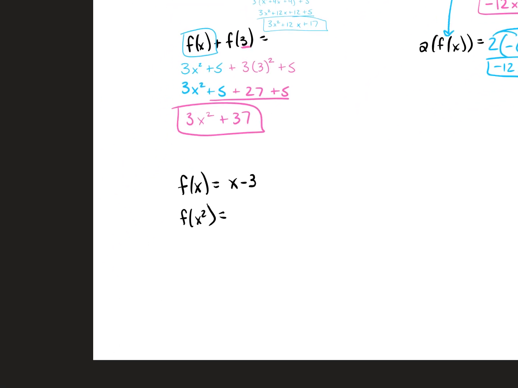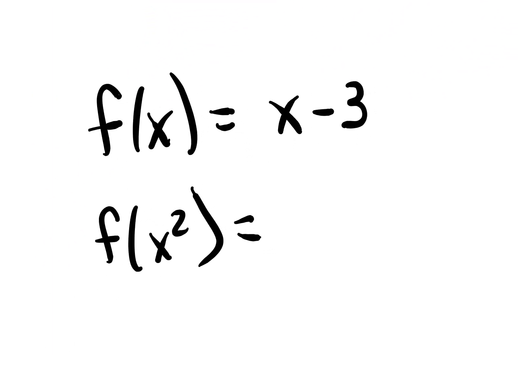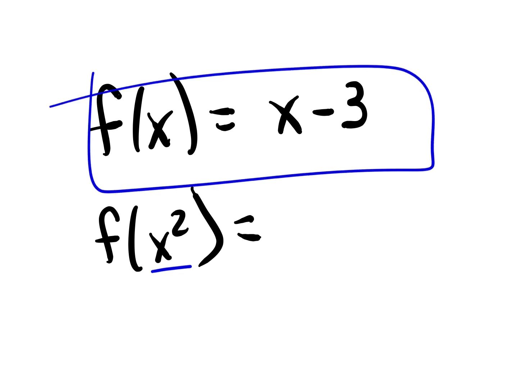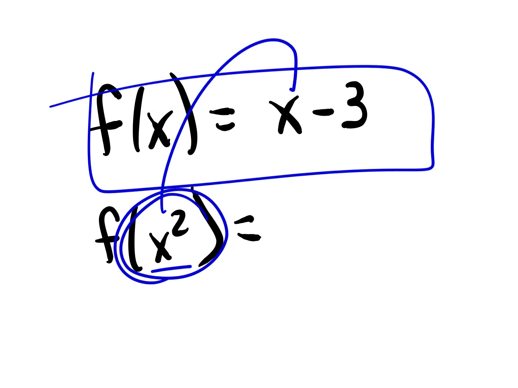All right, last part, the one on the bottom. What is it asking me to plug into x here? So our function is x minus 3. It's asking us, what does f of x squared equal? So what do I plug into x? X squared. So I take what's inside here and plug it into the x. So I have x squared minus 3.